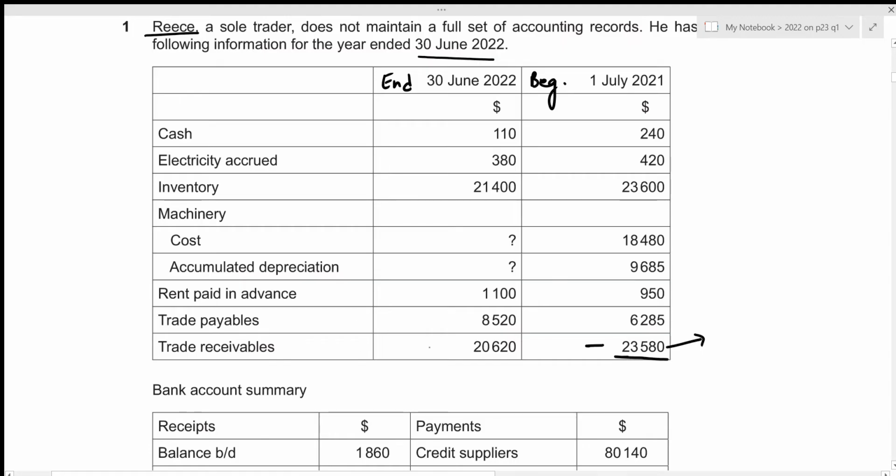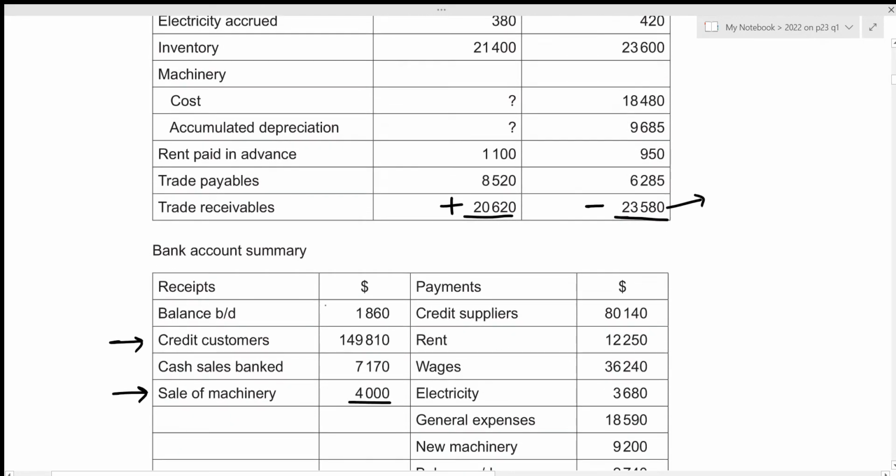And then the trade receivables for the year ended 30 June 2022 is 20,620. This just means that we already sold goods worth 20,620 but have not received this amount yet, which means that this should also be included in our credit sales for the year, right? Then we will be adding this amount. So the total for our credit sales is just going to be the total amount that we received, which is 149,810. Then we need to subtract the previous year's credit sales value that we received in this year. So that's minus 23,580. And then we need to add the credit sales amount that we have not received yet for this year. So that's 20,620.